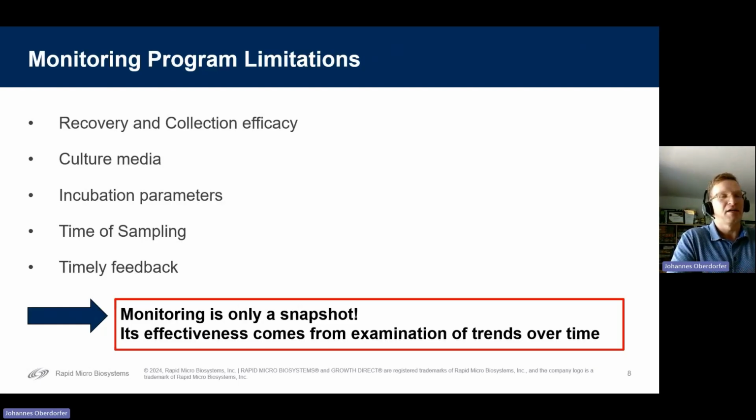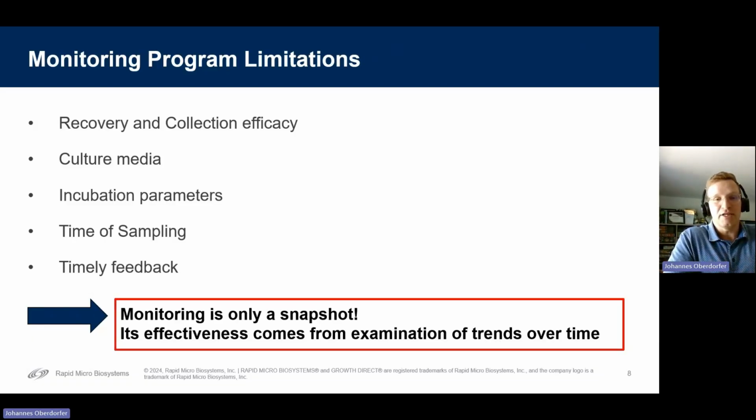There are definitely nice publications on these efficacies, and there is clear feedback that reconstitution and filtration is 60 to 80% more effective, or gives you more recovery, than just streaking onto another plate. So this shows that our recovery and collection efficacy and the testing efficacy is affecting our results.